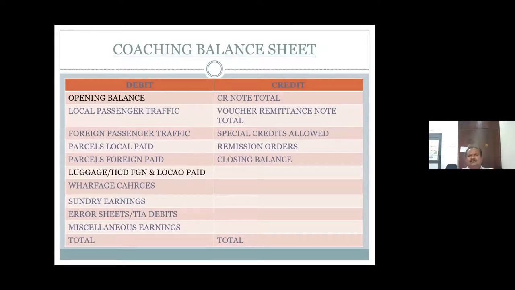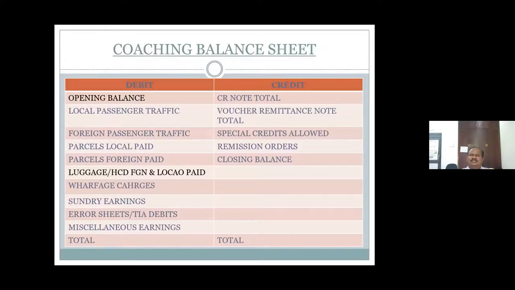Local passenger traffic will be there. This is booked within the railway. Local means within the railway, for example, South Central Railway or Northern Railway. Whatever passenger traffic is booked within it is reflected in the local passenger traffic. Foreign passenger traffic is that which is originating and terminating in another railway. This we characterize as foreign traffic or passing traffic or through traffic, whatever it is, which is crisscrossing the other railways. We call it foreign traffic.